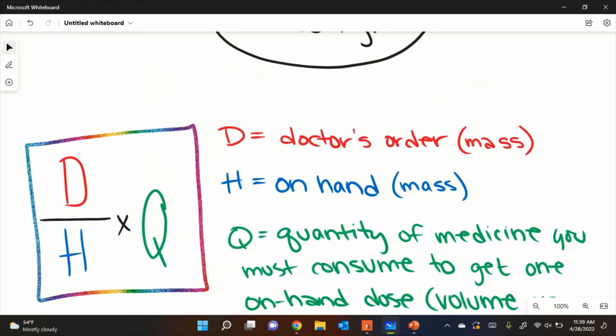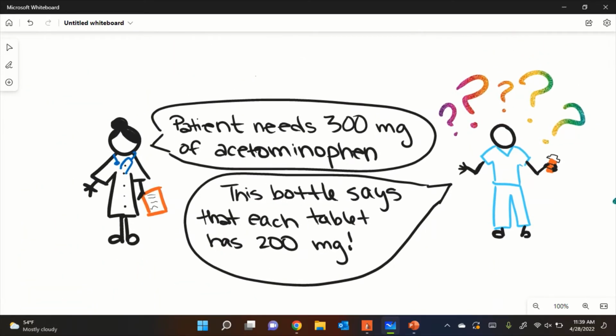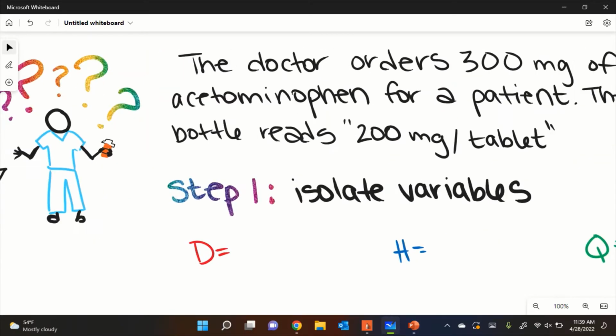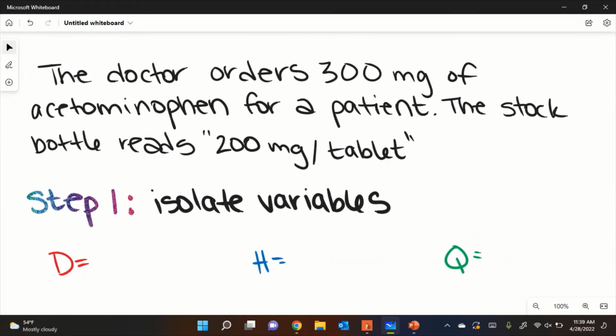So let's go back up to our example. The patient needs 300 milligrams of acetaminophen, but the bottle says that each tablet has 200 milligrams. Now, this is a cute picture, but it's not very easy to really understand the word problems that you're going to be seeing as you practice this without actually converting this to a word problem. So we've converted this. The doctor orders 300 milligrams of acetaminophen for a patient. The stock bottle reads 200 milligrams per tablet. This is where our understanding of the variables of our equation comes in handy.